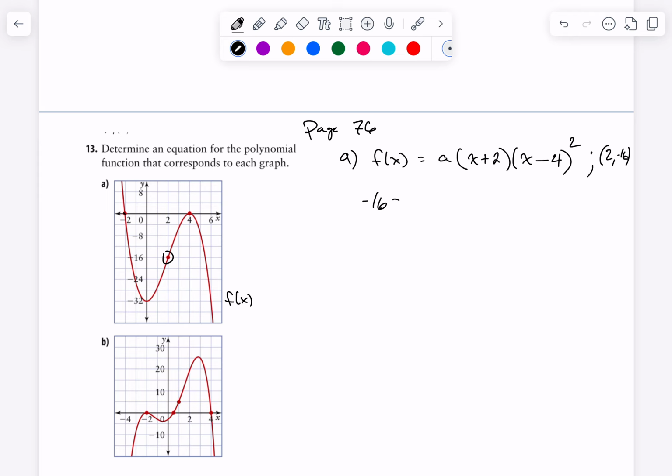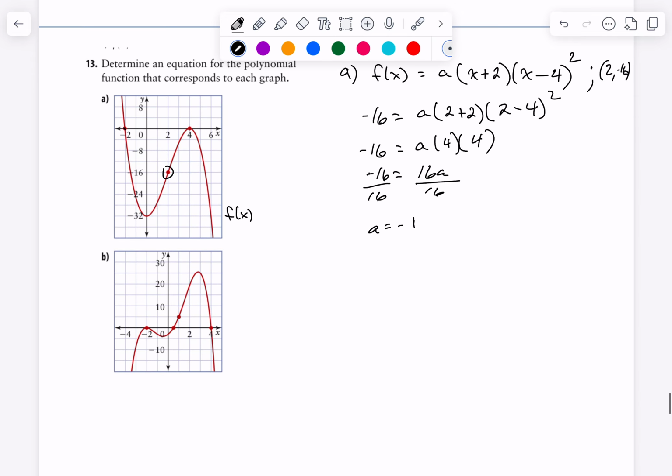So -16 is going to equal a times (2 plus 2) multiplied against (2 minus 4) squared. So that's going to be -16 equals a times 4 times 4. Okay, -2 squared. And so you're going to get -16 equals 16a. Divide both sides by 16. A is going to be -1. So I rewrote f of x. F of x would be -1 times (x plus 2) times (x minus 4) squared.